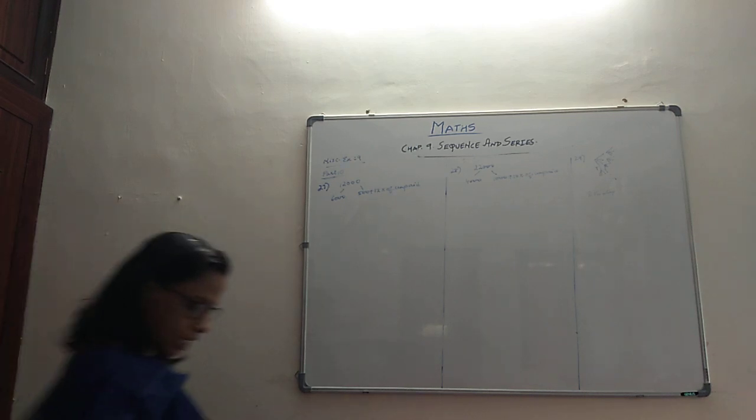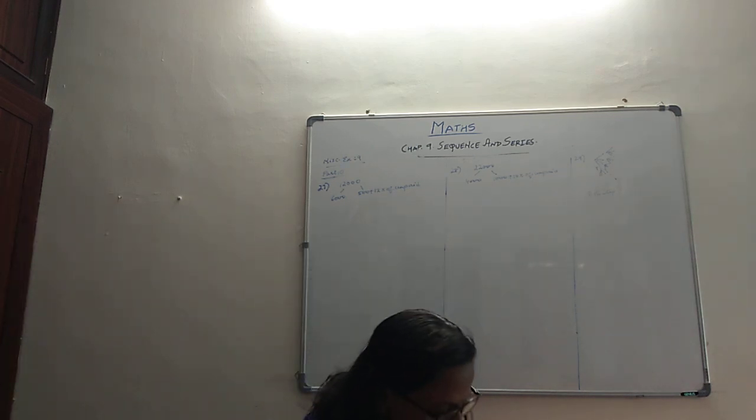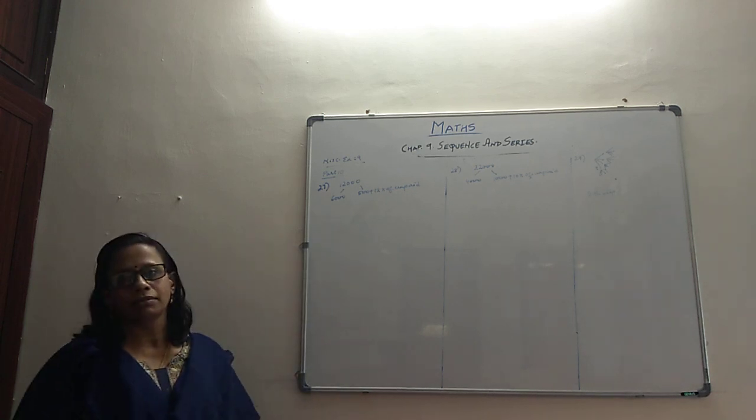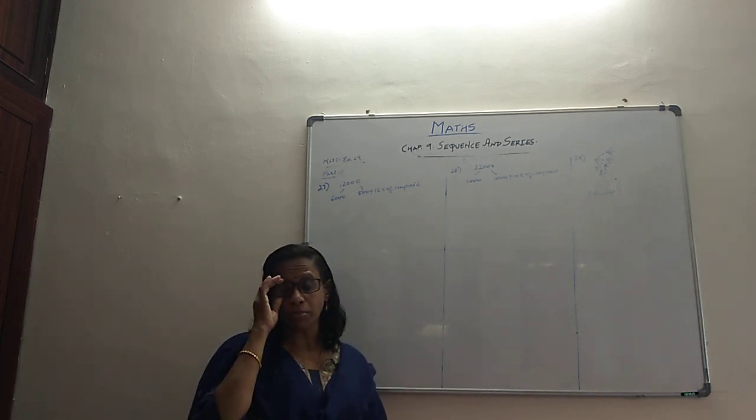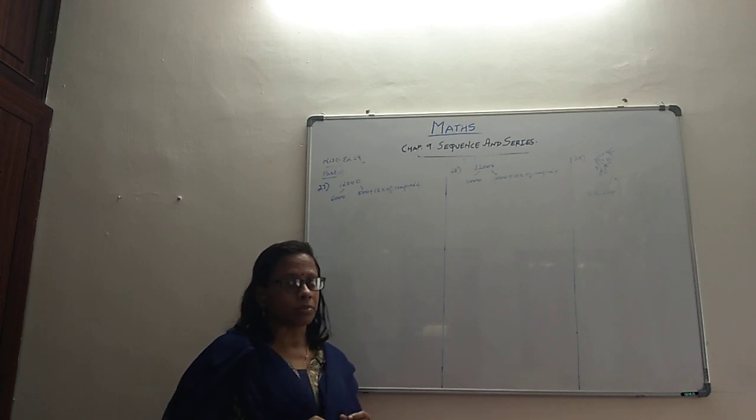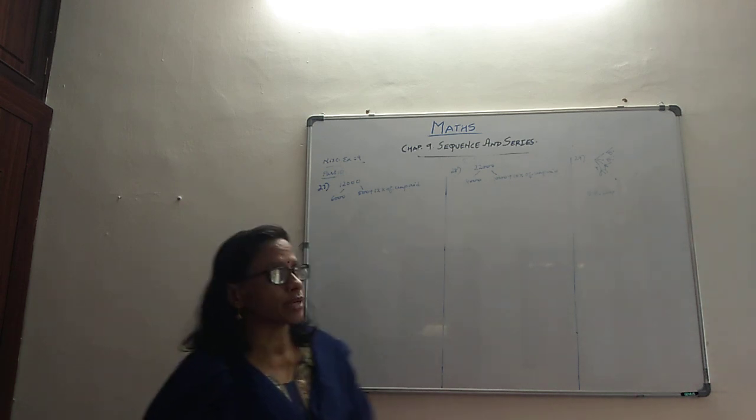Folks, we come to the miscellaneous exercise of chapter 9, part 10. We had done a major chunk of problems. Now only some word problems are left. So this is going to be our 27th problem.